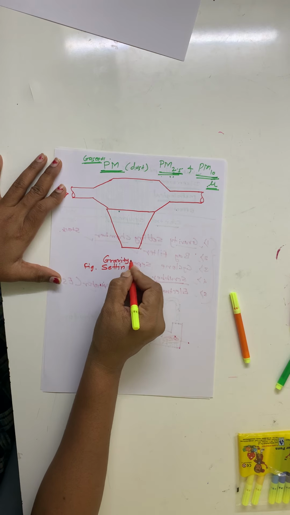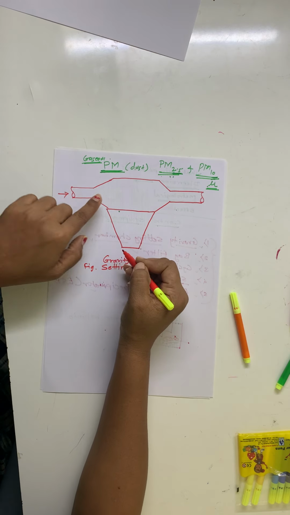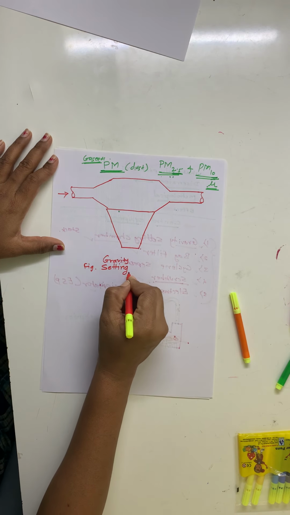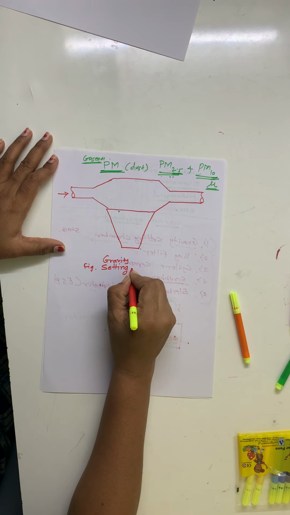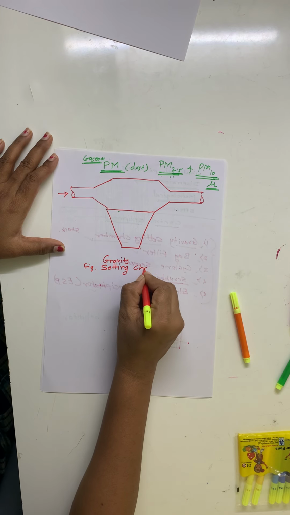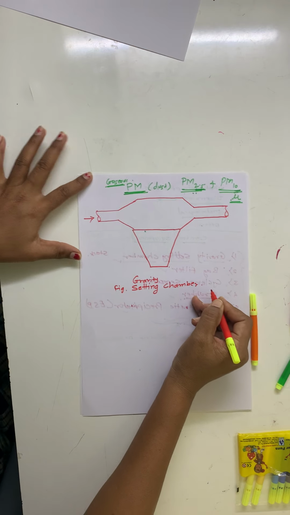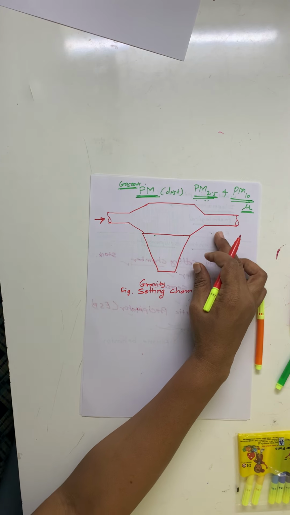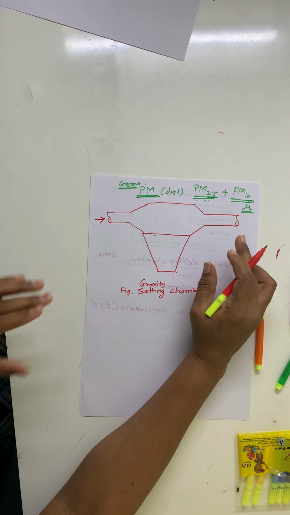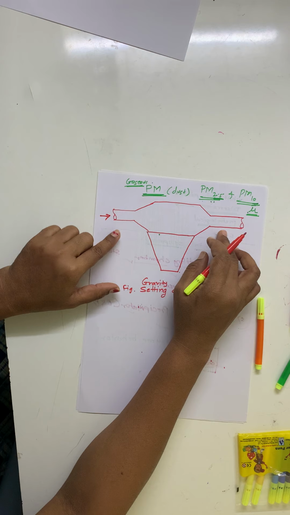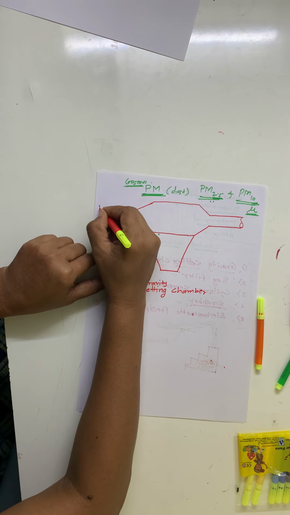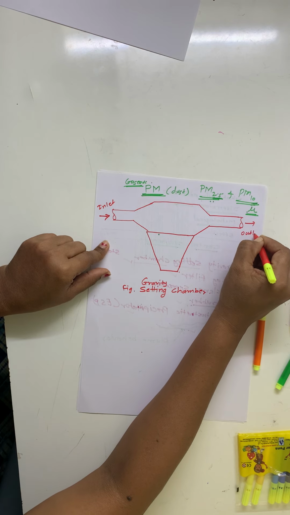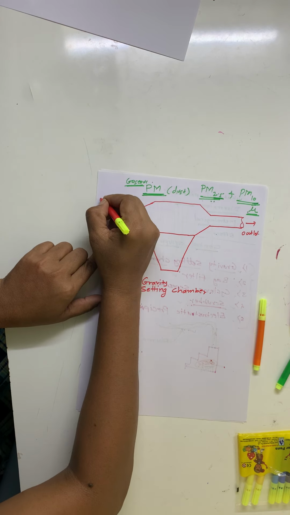Why are we saying gravity? Because the particulate matter in this type of equipment is going to be collected by gravity. Gravity settling chamber. This is the inlet I have shown here. It is horizontal, and it consists of a simple cylinder. There is one end, which is an inlet, and another end, which is an outlet. Inlet for the laden gas.